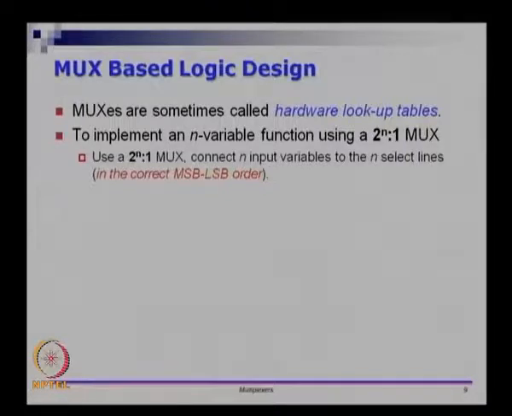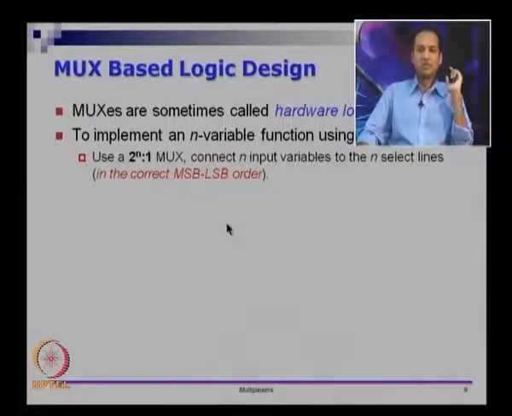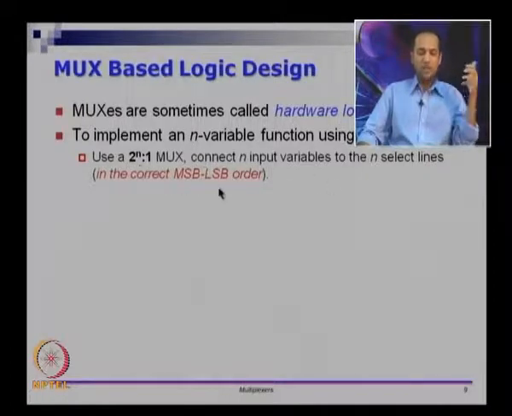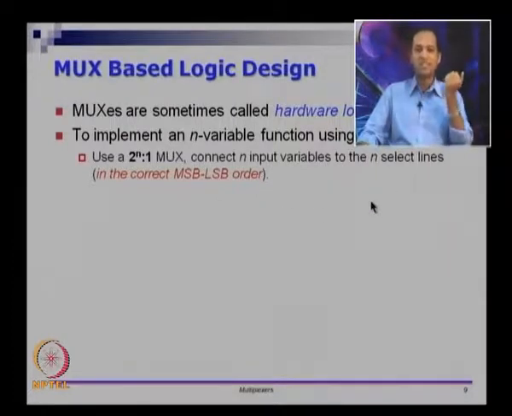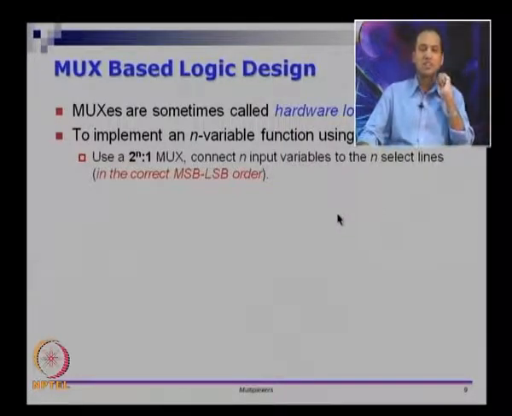That is a 2 power n to 1 mux. You can implement any n variable function using a 2 to the n to 1 mux. So what we will do is we will connect the n input variables to the select lines. We will plug the truth table in some sense at the inputs, and the output will be the corresponding output. I will show a picture in a little while.